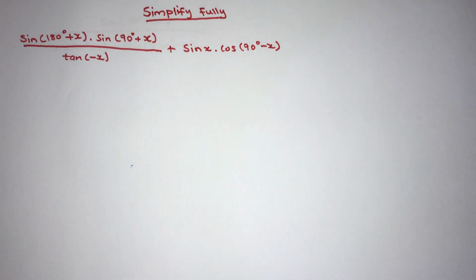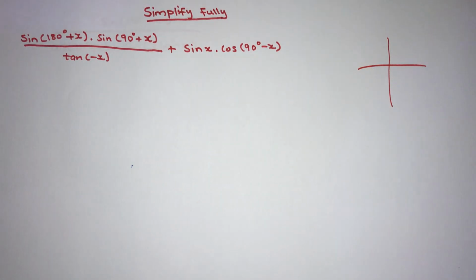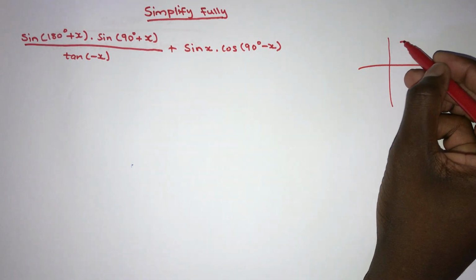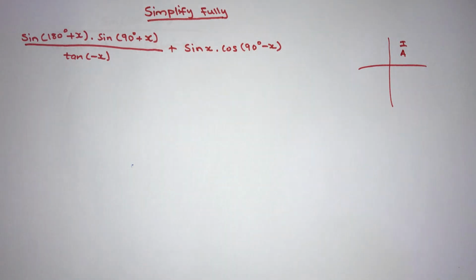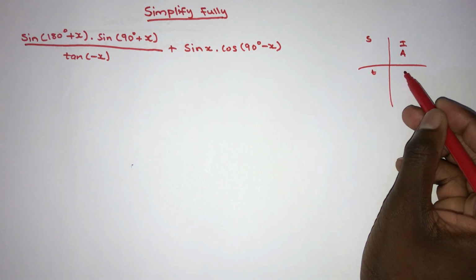So here we have to check the quadrant. Which quadrant are we on? Since we have 4 quadrants on a Cartesian plane, in the first one, all of sine, tan, cos are positive. Then quadrant number 2, only sine is positive. Quadrant number 3, so let's say we have the Cartesian plane. This is quadrant number 1, all are positive. This one is sine, this one is tan, this one is cos.